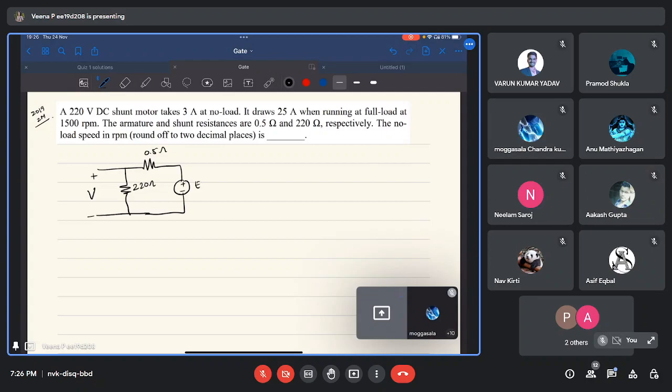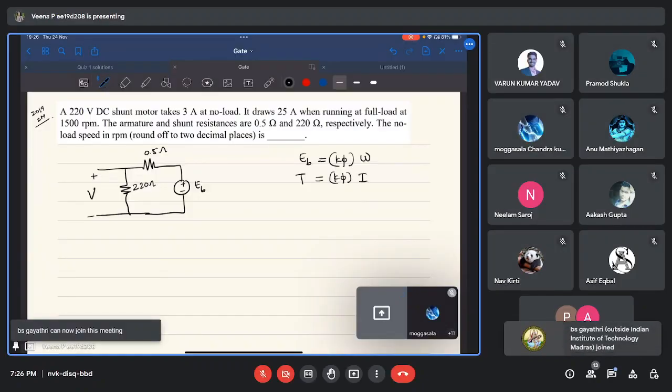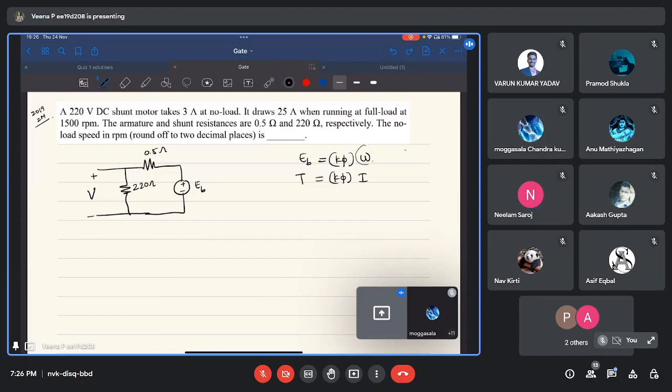Back EMF is EB. Now for a DC machine, there are two relations which hold true for every DC machine. One is that back EMF will be K phi times angular speed omega, and the torque developed by the motor will be K phi times Ia. The reason I wrote omega is that I can use the same K phi in both the EB and torque relations. You can also write EB as some K phi dash times N, speed in RPM. Omega is speed in radians per second, or angular speed. So these two relations hold true for all DC machines.